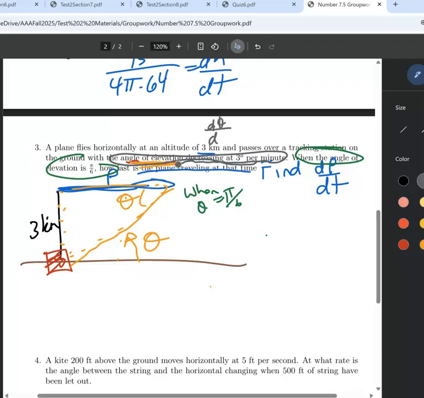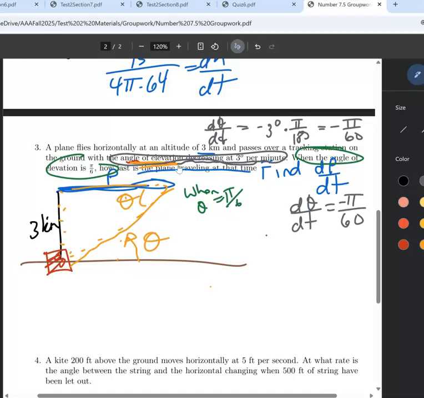So d theta over dt is negative 3 degrees. You know you cannot use degrees in calculus, so you must change that to radians. So I'm going to multiply that by pi over 180, and so that gives me negative pi over 60. So that's the d theta over dt. So I'll just write it down here. So d theta over dt is negative pi over 60.